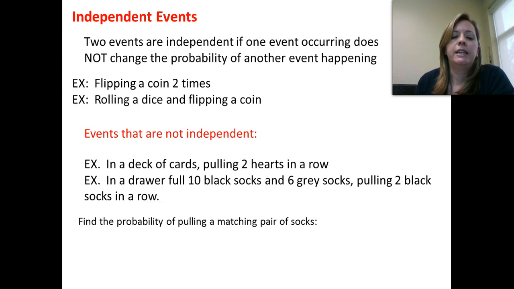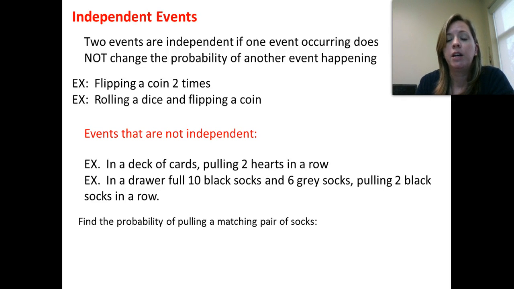And then we have independent events. So it's important to know what independent events are because they affect how you're going to do your probability calculations if you're looking for multiple events occurring. So we say that two events are independent if one happening does nothing to change the probability of the other thing happening.